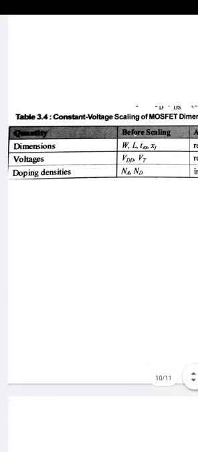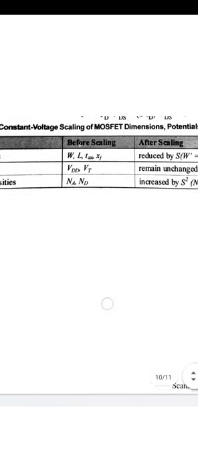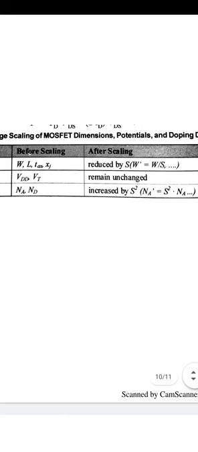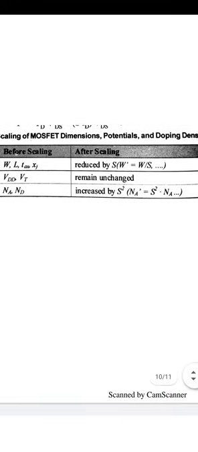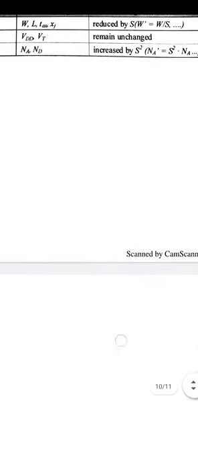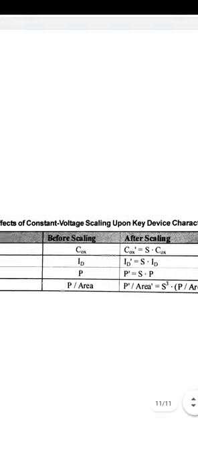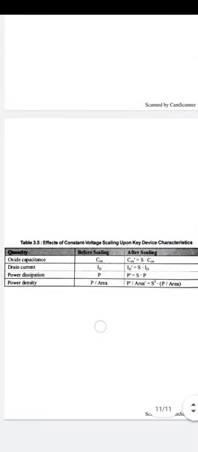When we talk about the dopant densities, acceptor and donor, they are increased by a factor of S square, rather than in the previous constant field scaling, where it was multiplied by a factor of S only. Here in constant voltage scaling, the multiplying factor is S square. So these are the factors which are changed according to constant voltage scaling. For the oxide capacitance, Cox is multiplied by S, the same as in constant field scaling.